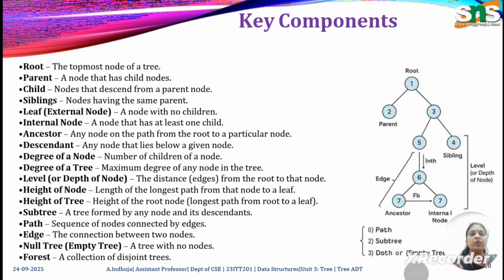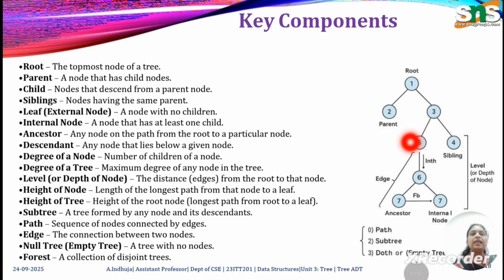What do you mean by sibling nodes? Nodes having the same parent. Here 2 and 3 are siblings, which share a common parent 1. And 5 and 4 are siblings, which share a common parent 3. So these two pairs are called siblings.